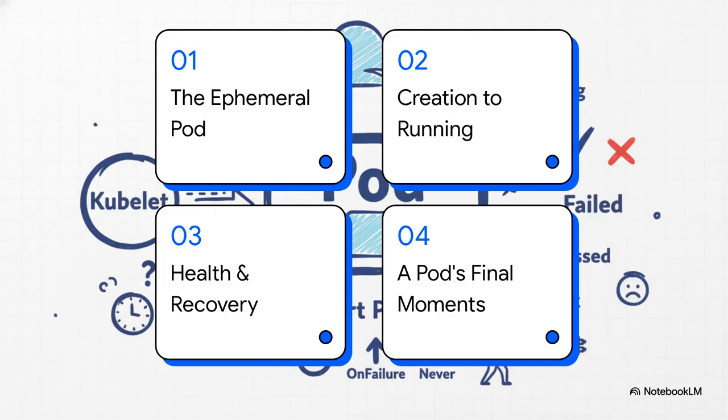So here's our game plan. We'll start by really digging into what ephemeral means in this context. Then we'll watch a pod get created and spring into action. After that, we'll see how Kubernetes plays doctor to keep it healthy. And finally, we'll witness a pod's last graceful moments.